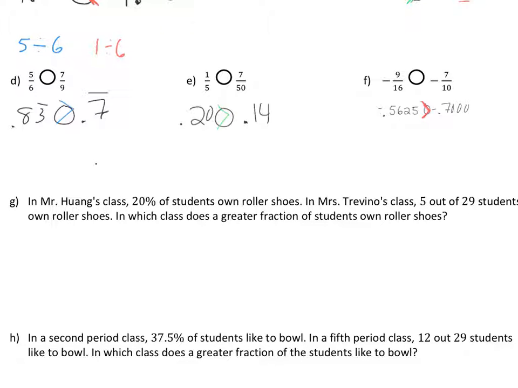Letter D, you should have 0.83 repeating is greater than 0.7 repeating. Letter E, 1/5 is the same as 0.2. If you have a decimal, you remember you can always add zeros to the right of your number. So for me, it's a little bit easier to see 0.02 is greater than 0.14. It's a little bit easier, but you don't have to do that.